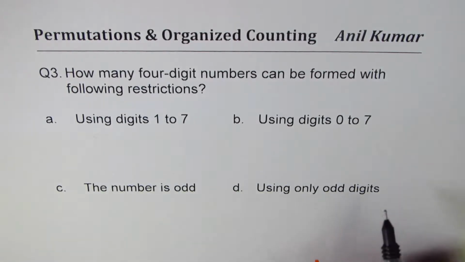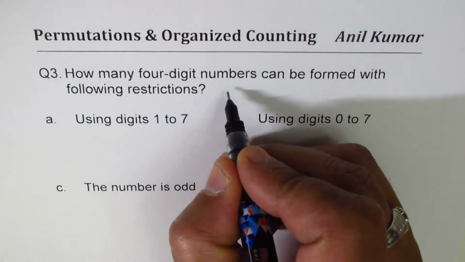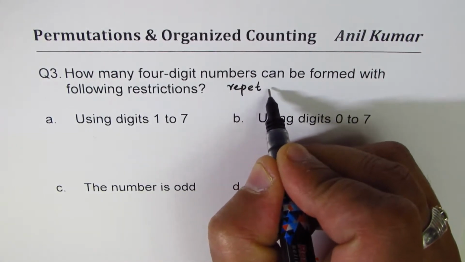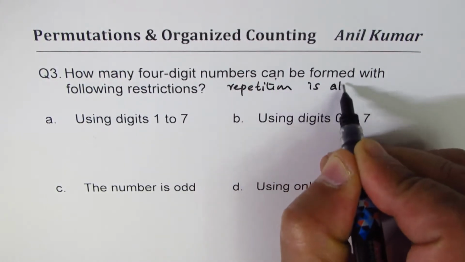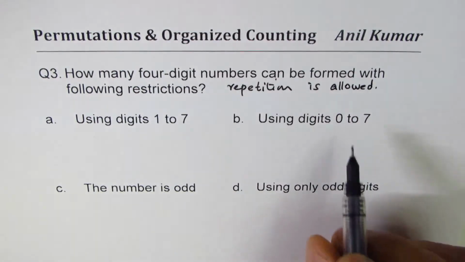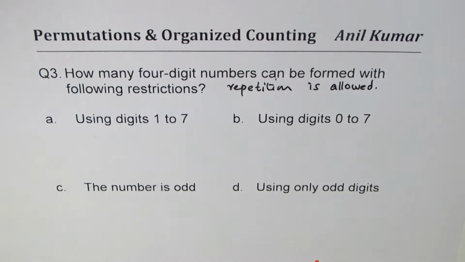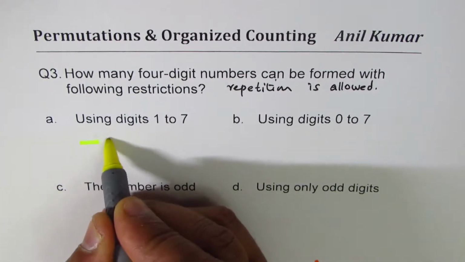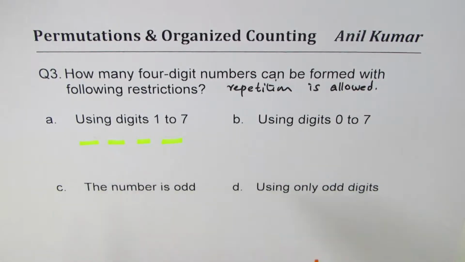One thing you will note here is that these numbers can be repeated. So here, repetition is allowed. That is important to know. That is to say, a number like 1111 is possible. It's a 4-digit number, a valid number. So how many 4-digit numbers? We'll make 4 places: 1, 2, 3, 4. Can be formed using digits 1 to 7.